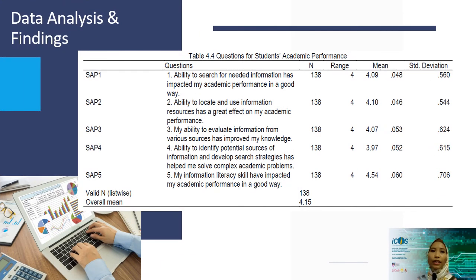Now, the next findings of this study also found that information literacy skills have impacted academic performance in a good way, with the highest mean score of 4.54. This is followed by information resources, which have a great impact on their academic performance at 4.10. Meanwhile, the lowest mean score of 3.83 was for feeling neutral about their ability to filter a large amount of information, which is not stated in the table.